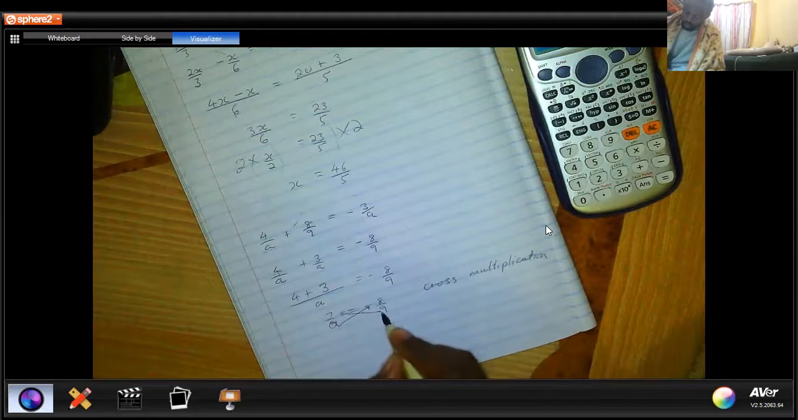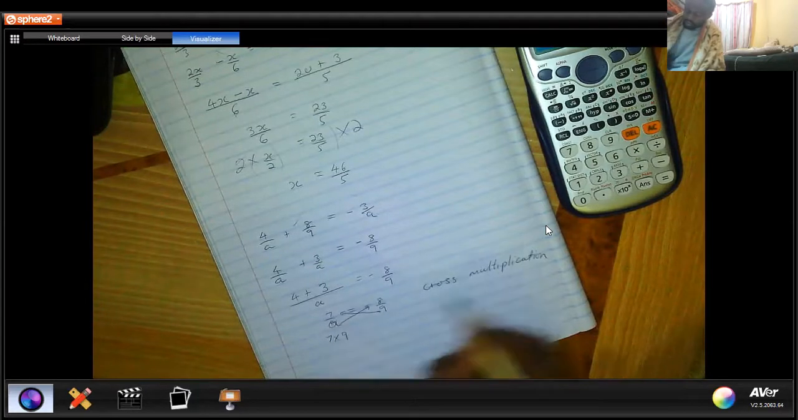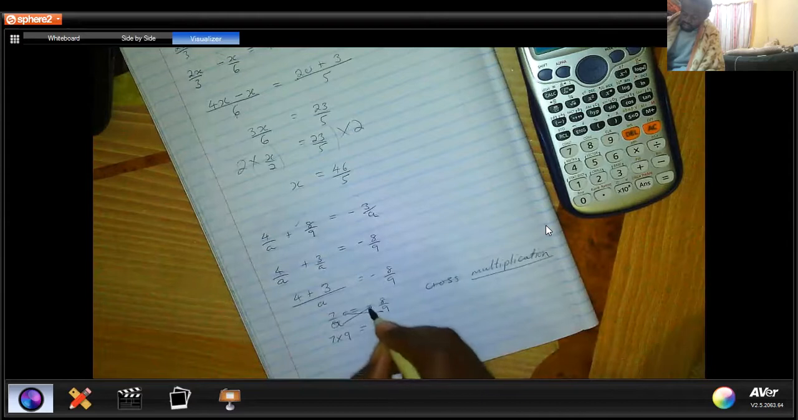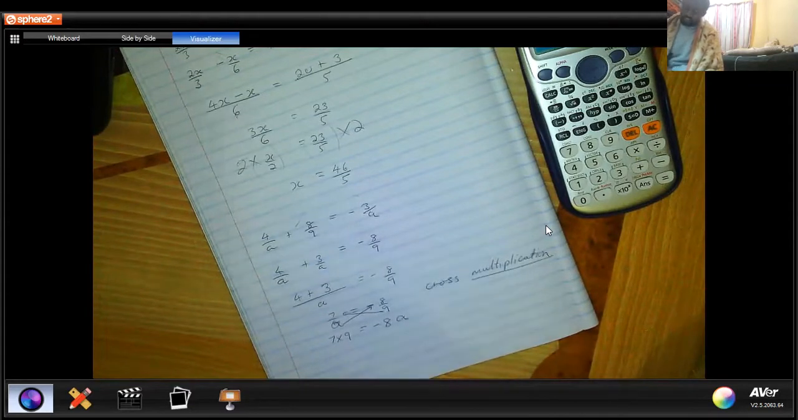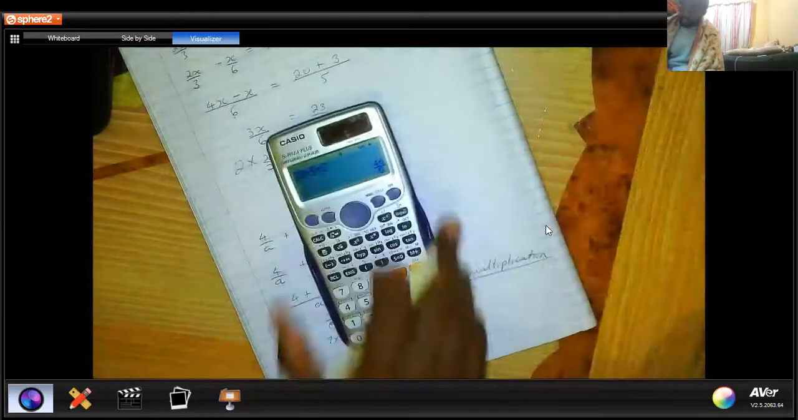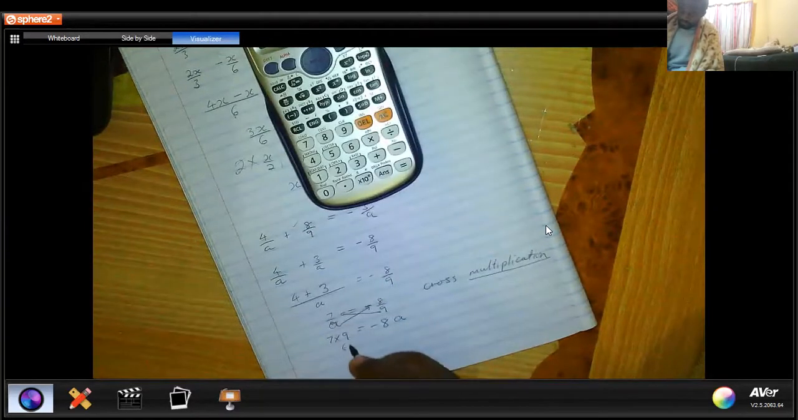Now, we've got 9 times, if the bottom right goes to the top left, we've got 7 times 9. Remember, it's called cross multiplication, not cross addition. And then we've got negative 8 times a, and we've got negative 8a. 7 times 9, we use the calculator. 7 times 9, 63.